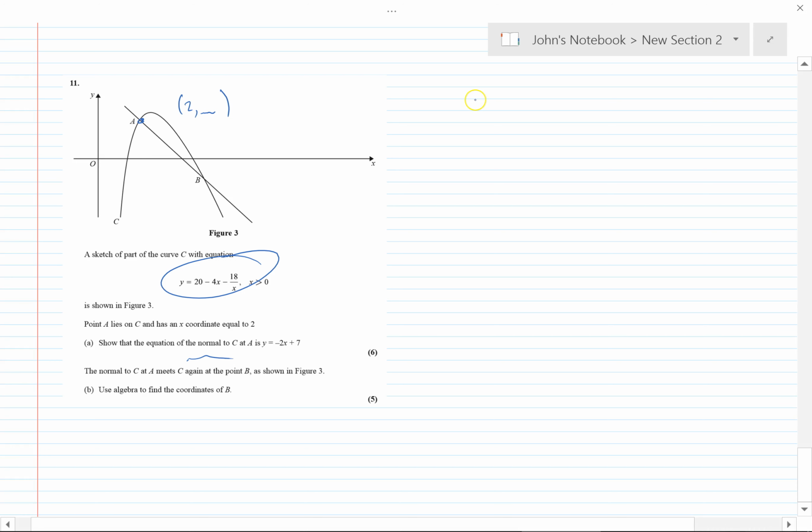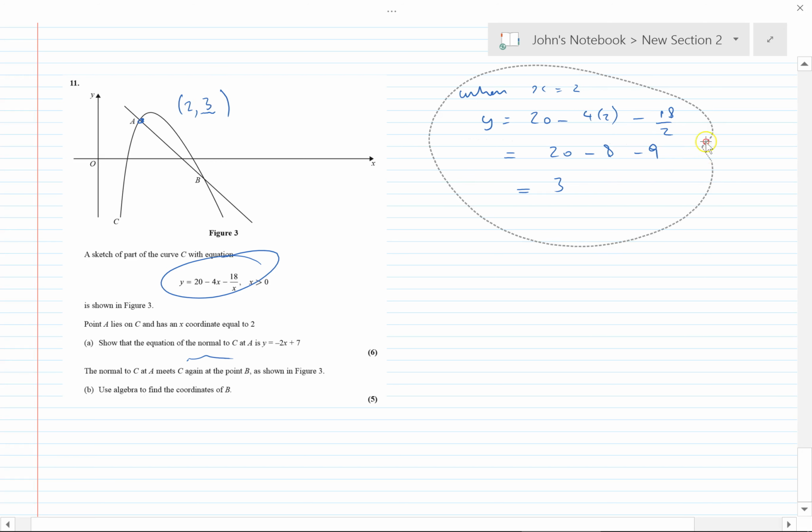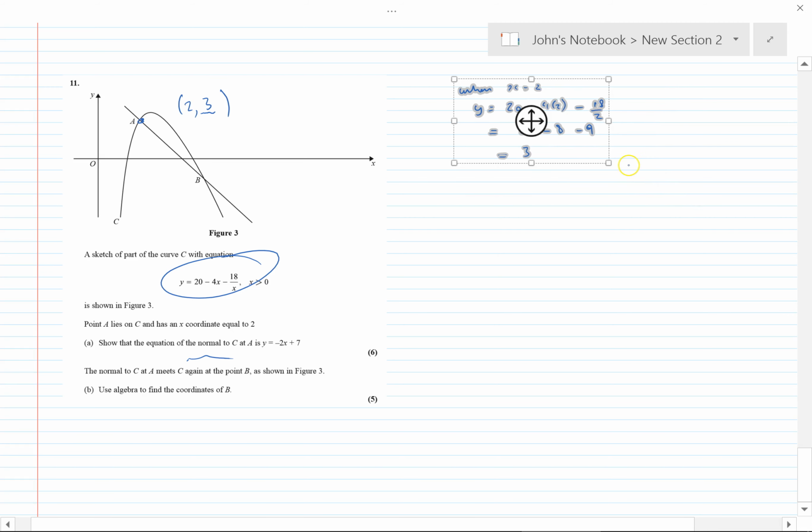So let's just do that then. Let's work out y when x equals 2. First of all, when x equals 2, y is equal to 20 minus 4 times 2 minus 18 over 2. So that's 20 minus 8 minus 9. So that's equal to 3. So that coordinate there is 3.